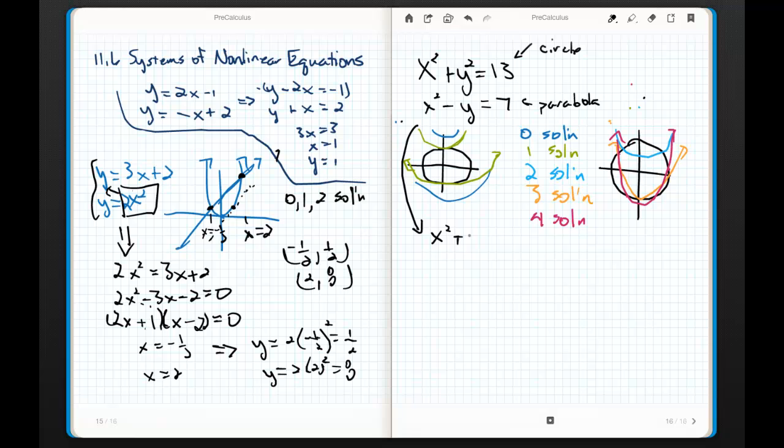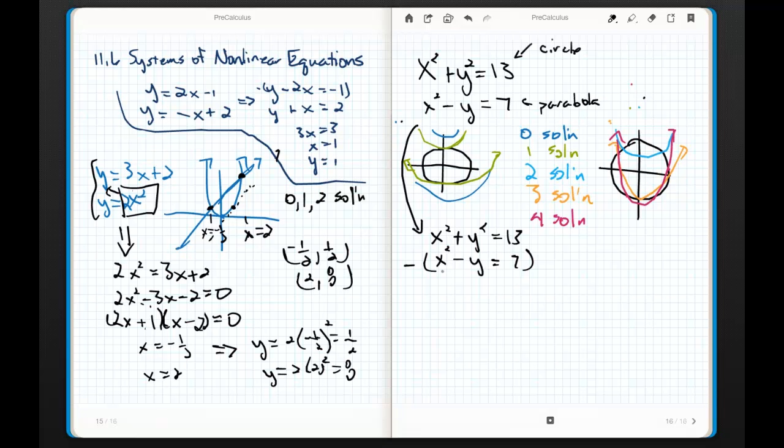Let's see, x squared plus y squared equals 13, and then I got x squared minus y equals 7. Now, what's the obvious thing to do here? I suppose I could solve for x squared in both equations and then do a substitution. I don't want to solve for y because then I got to square stuff and I'll end up in a nightmare. How about let's do elimination, because I see that I've got an x squared and an x squared.